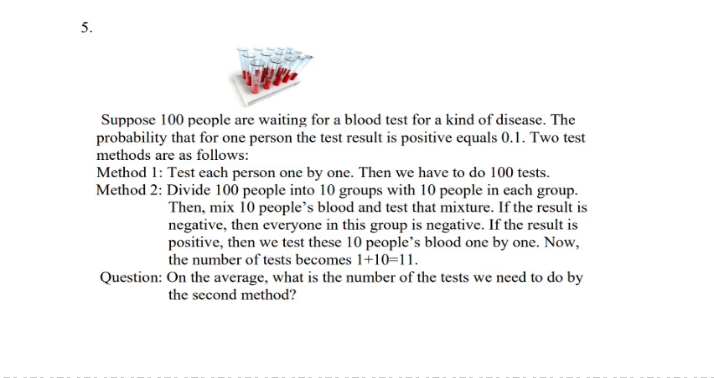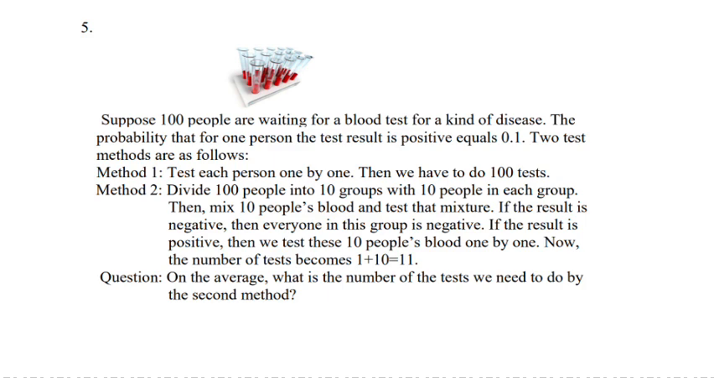Method 2. Divide 100 people into 10 groups with 10 people in each group. Then mix 10 people's blood and test the mixture. If the result is negative, then everyone in this group is negative. If the result is positive, then we test these 10 people's blood one by one. Now the number of tests becomes 1 plus 10 equals 11.